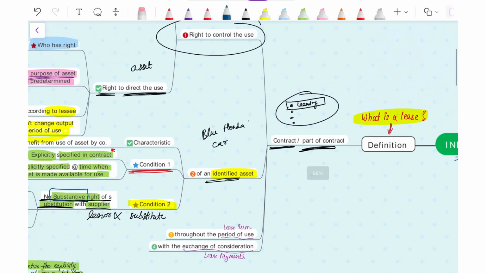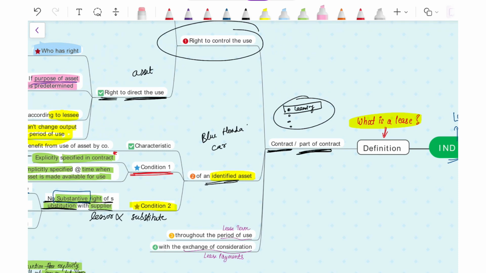Then here what we read was, what is a lease? Let's read the definition again. What is lease?